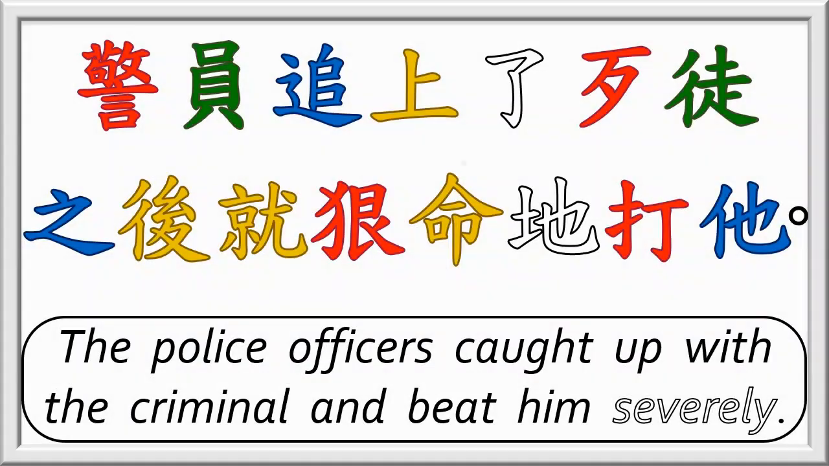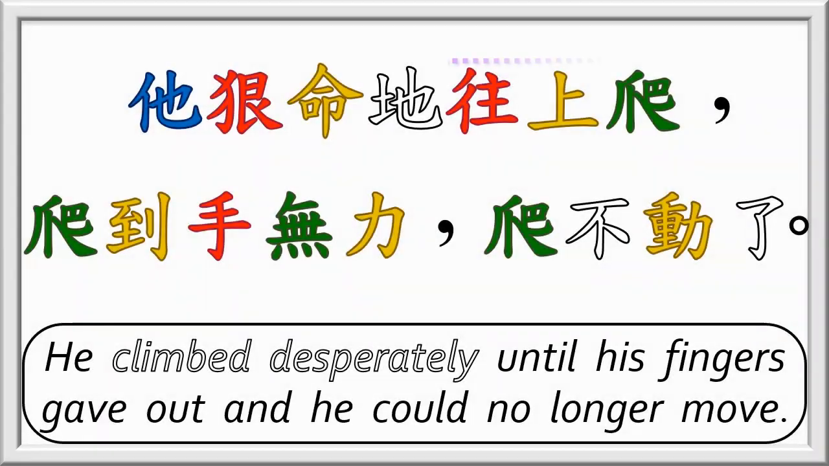To translate English desperately or severely, 狠命 is a possibility. 警员追上了歹徒之后，就狠命地打他。The police officers caught up with the criminal and beat him severely. 狠命地打他 could also be rendered as 狠狠地打他 to express the idea of using great force. 他狠命地往上爬，爬到手无力，爬不动了。He climbed desperately until his fingers gave out and he could no longer move.